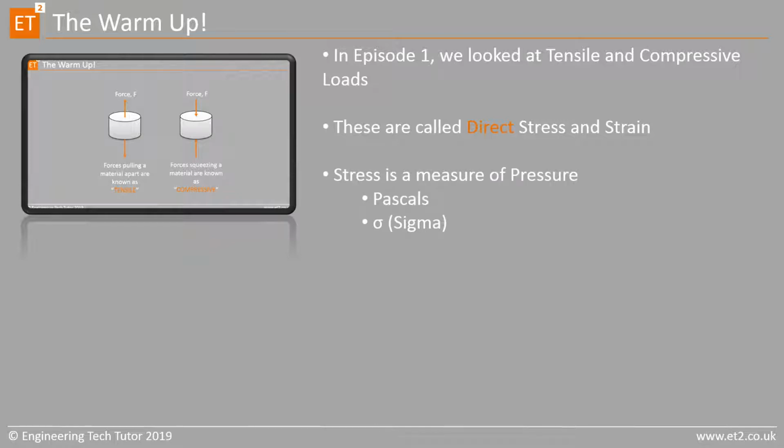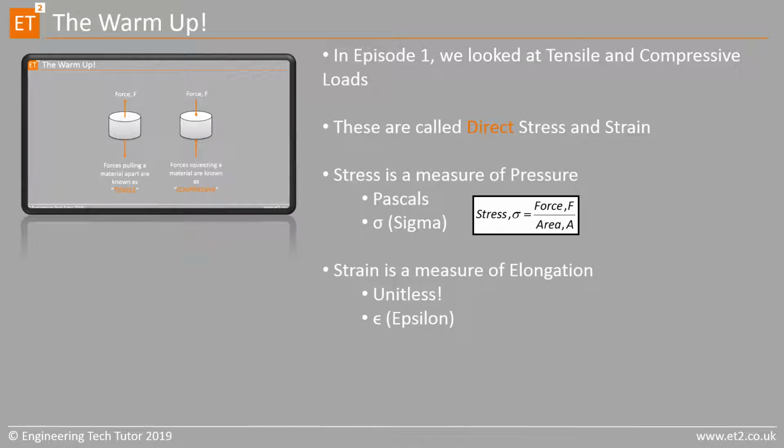Now, what do we remember? Well, stress is a measure of pressure. It's measured in pascals, and its unit, when we write it down, is sigma. The equation for stress is force over area. Strain is a measure of elongation. It's unitless because it is a ratio of lengths. Its unit, when we write it down, is epsilon. The equation for strain is delta length over the original length.